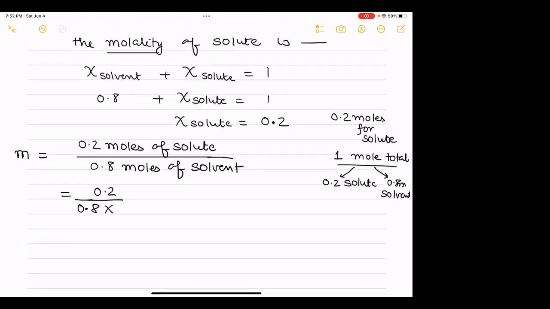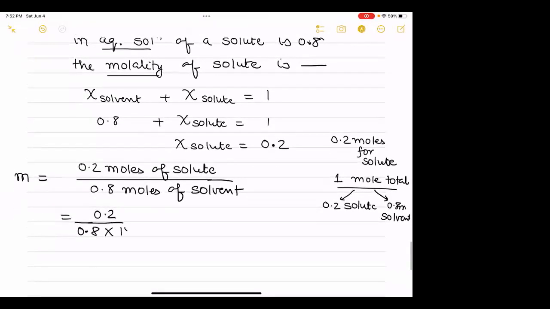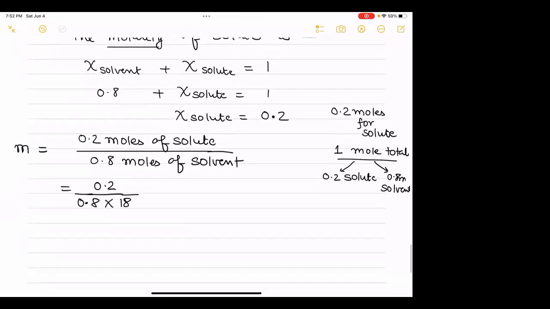So molar mass, it is an aqueous solvent, so it is water. So it is 18, right? 18 gram per mole, 0.8 mole of water, and 18 gram per mole means it is these many grams. Divided by 1000 to make it kgs.